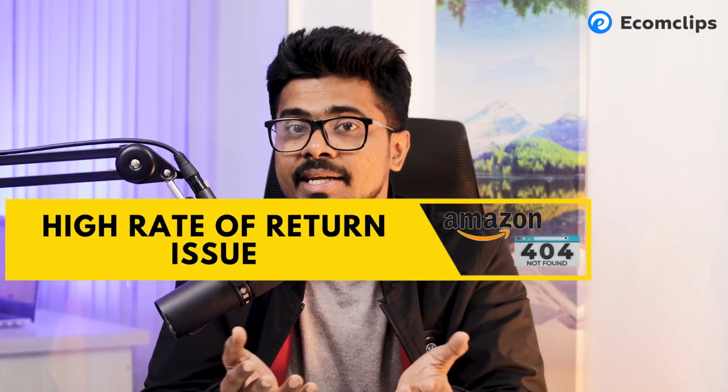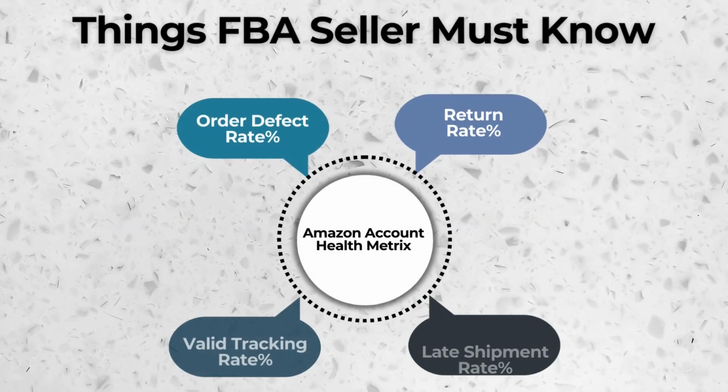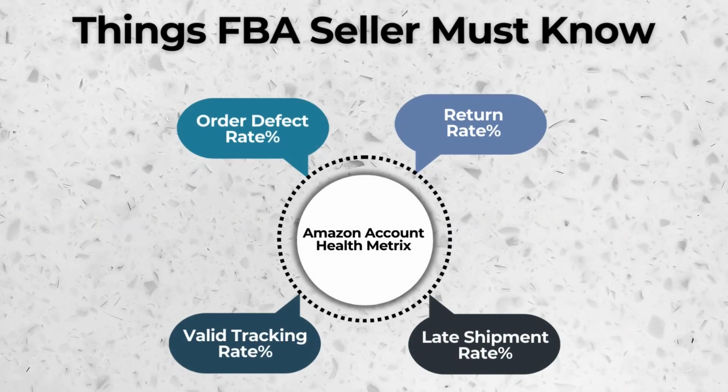Listing deactivated for high rate of return. There are a few key metrics that sellers need to maintain, like order defect rate, return rate, valid tracking rate, and late shipment rate. These metrics directly impact your Amazon seller account health. If you don't maintain the Amazon-provided threshold, your account may be deactivated. For Amazon sellers, it's important to note that a high rate of returns from customers can result in the deactivation of your listing due to an increase in negative customer feedback and reviews. To address this problem, it's crucial to engage with Amazon seller support and work together to find a resolution.